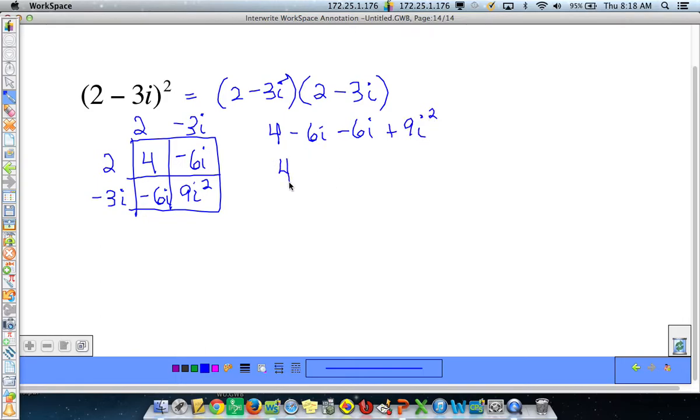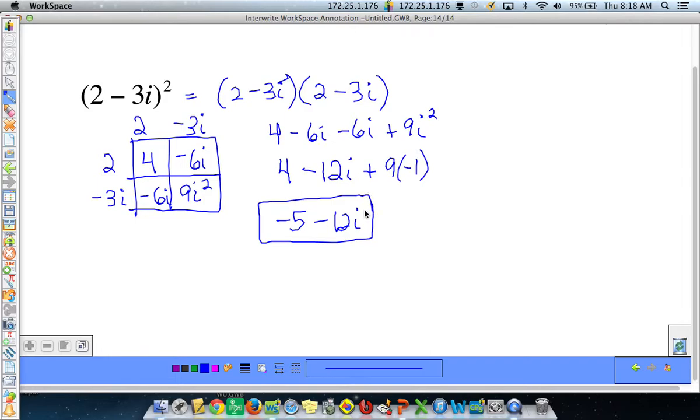Combine like terms, we have 4 minus 12i. Remember, i squared equals negative 1, so we can write 9 times negative 1 here, which is negative 9, plus 4 is negative 5 minus 12i. Make sure you don't square each part of this. This is not equal to 4 minus 9i squared or 4 plus 9i squared. You cannot distribute the square. You've got to write it twice and multiply it out using the box or FOIL.